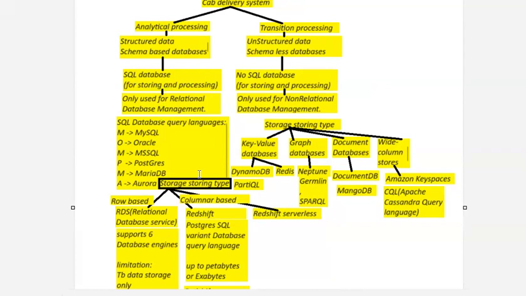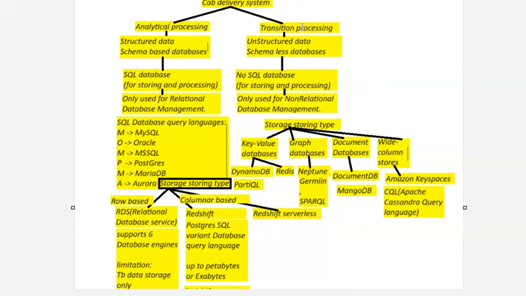AWS will provide us some databases to store this data based on our storage type. If you want to store your analytical processing data, or structured or schema based data, in tables in row based format, then use RDS. If you want to store your data in column based storage, then use Redshift or Redshift Serverless. Redshift Serverless gives me the flexibility of not providing the underlying infrastructure. In Redshift, you need to provide your underlying infrastructure. That is the major difference between these two.